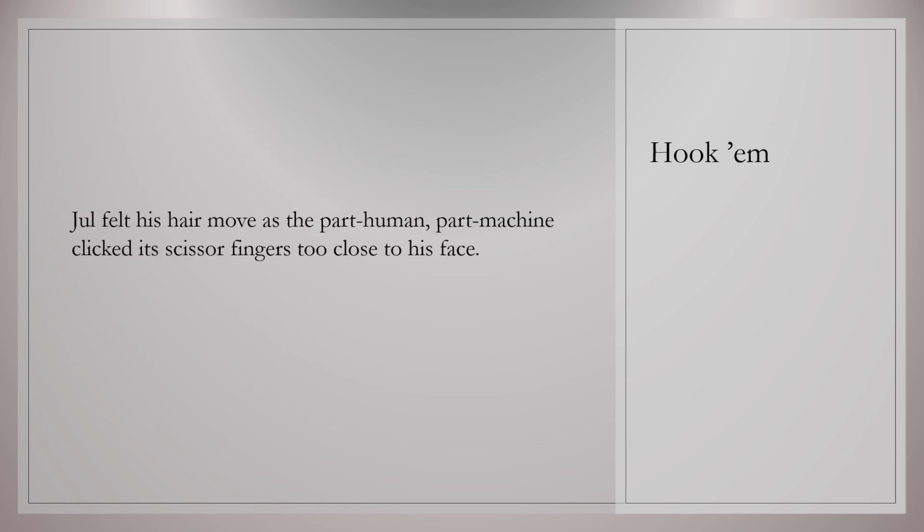So this example: Joel felt his hair move as the part human, part machine clicked the scissors too close to his face. Here the reader will want to know why there's a half human, half machine threatening Joel. Did he do something wrong? Is his life in danger? Or is he just scared of getting a haircut? Here, the emotional bond is created through fear. So when you're assessing the hook, as long as you feel hooked and an emotional attachment to them in the first couple of sentences, a prologue, snapshot, or action will work.